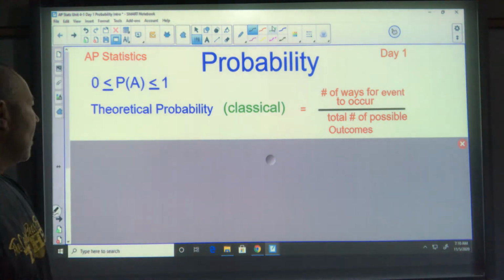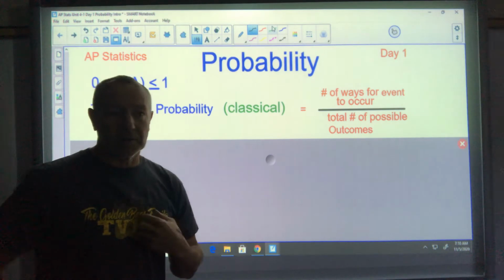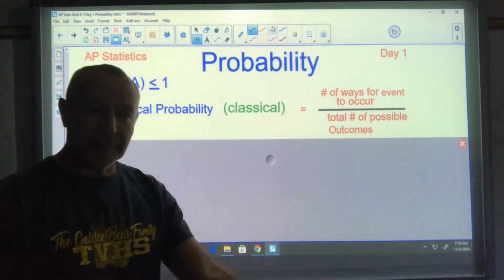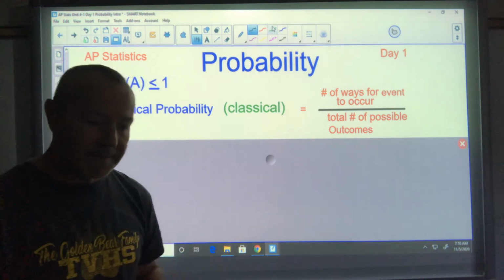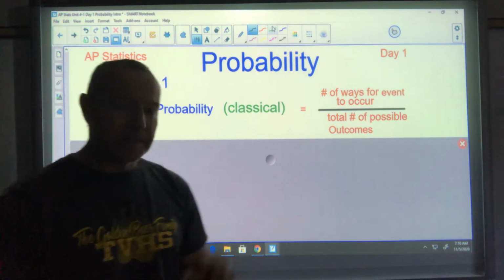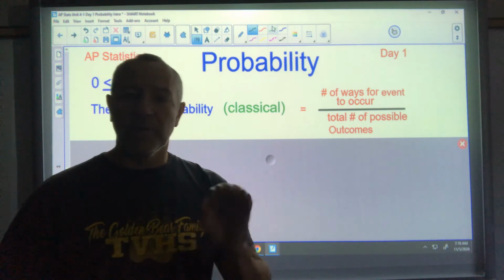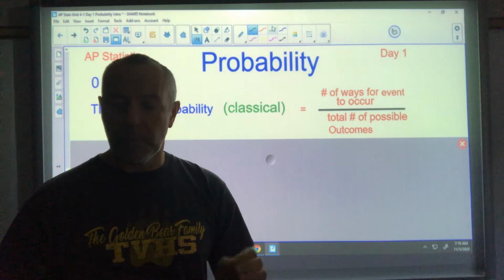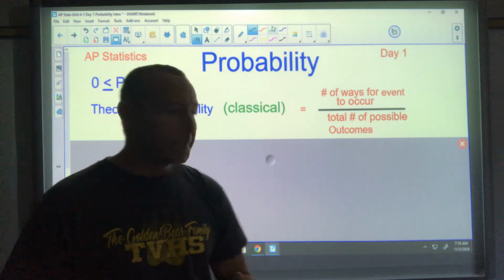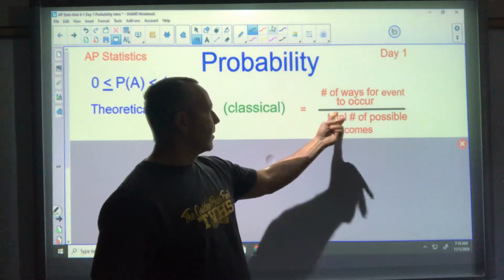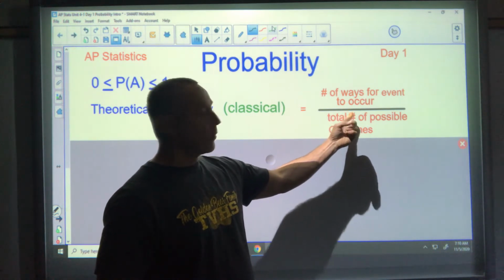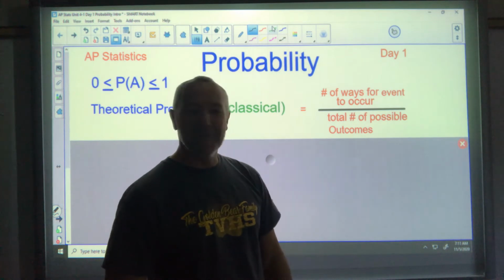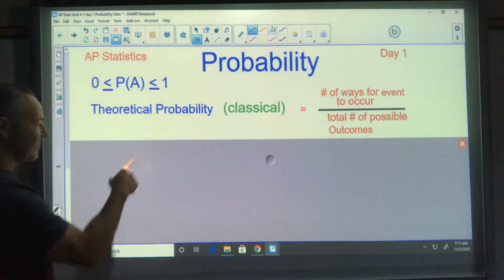Okay. All right, theoretical probability, classical is another word for it. It's what you already know. If I roll a die, a single die, on the floor, to get a 1, well, there's one way for it to happen out of 6 total. So the probability of getting a 1 would be 1 out of 6, which you already know intuitively. So the probability is the number of ways for an event to occur divided by the total number of possible outcomes. All right?